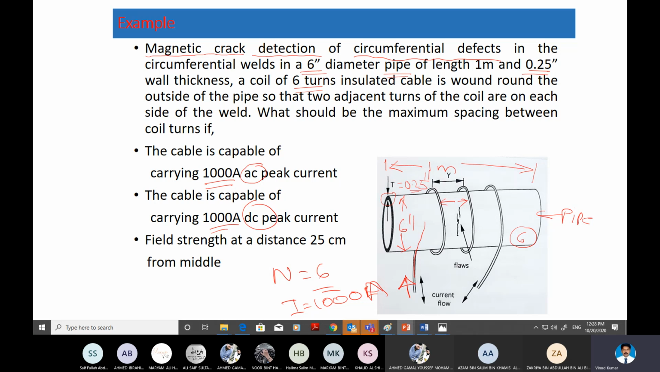The question is, if you are a tester or inspector, what spacing will you give here? Why the spacing between the coils? So that you are supplying 1000 ampere through the coil to test a 6-inch pipe with a thickness of 0.25 inch. I hope the question is clear. Is the question clear to you? Any questions?